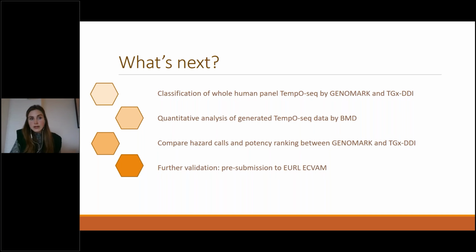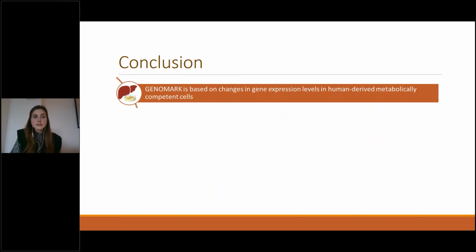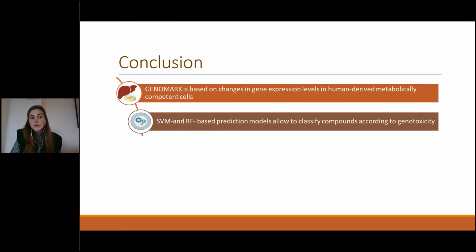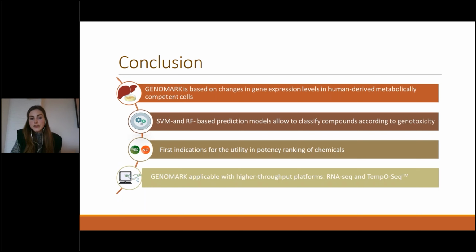waiting for their answers. So as a final conclusion, we can say that GENOMARK is based on changes in gene expression levels in human-derived metabolically competent cells, with the support vector machine and random forest-based prediction models allowing us to classify compounds according to genotoxicity. We have some first indications for the utility in potency ranking of chemicals, and GENOMARK is applicable with higher throughput platforms such as RNA sequencing and TempO-Seq.